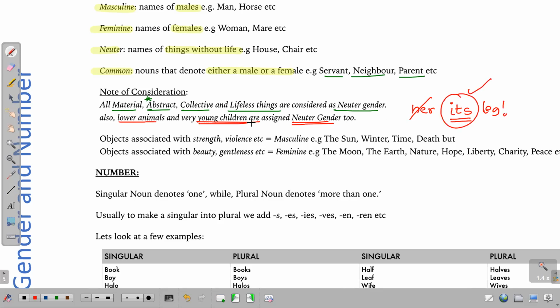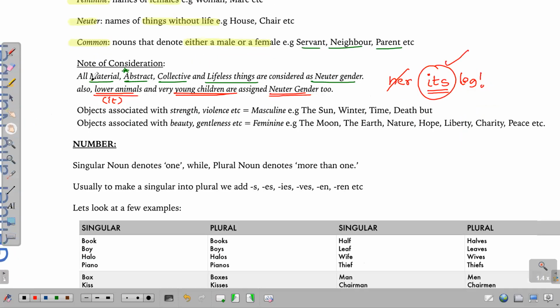Because young children, though they have biological sexes, we will not categorize them by gender. They are considered as neuter gender. So we say its leg. Similarly, lower animals. If we say a mosquito was buzzing in my ear, I killed him, wrong. I killed it. So these are lower animals in the food chain. Okay, I hope you'll remember that.